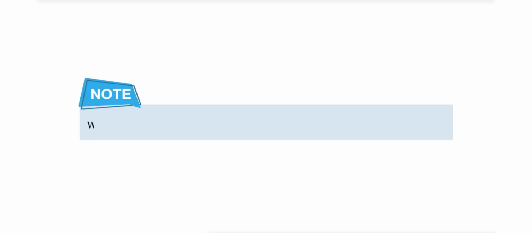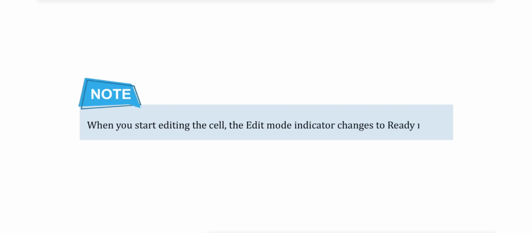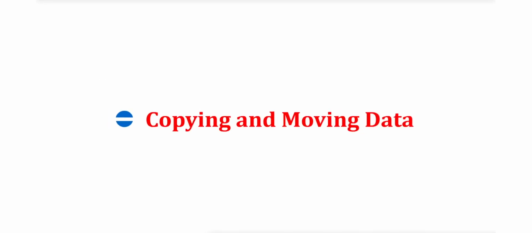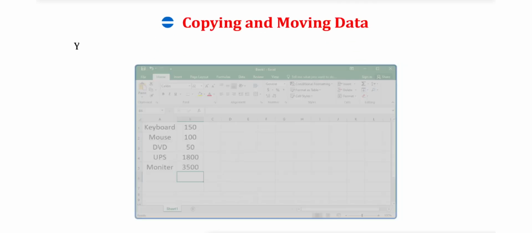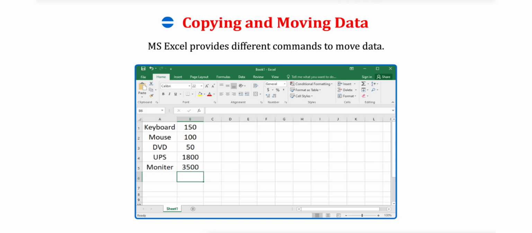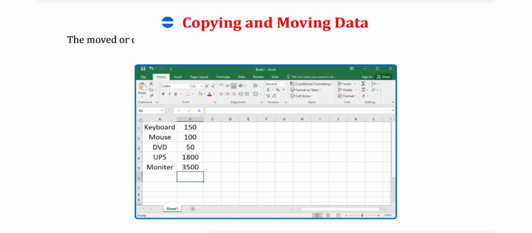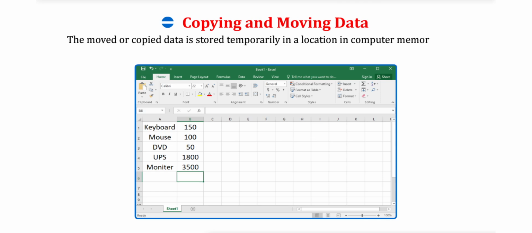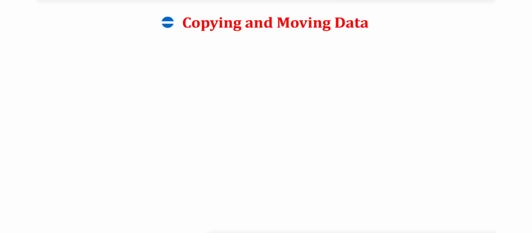Let's note the point. When you start editing the cell, the edit mode indicator changes to ready mode. Copying and moving data. You might wish to move data from one worksheet to another or within the worksheet. MS Excel provides different commands to move data. To move or copy data, use the cut, copy and paste commands. The moved or copied data is stored temporarily in a location in computer memory called clipboard.